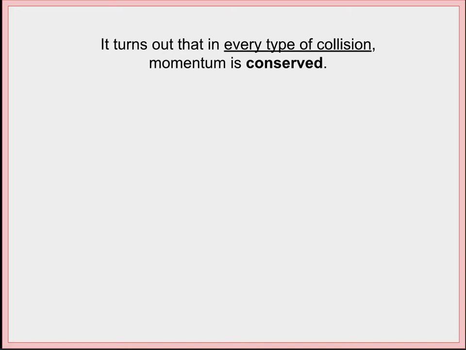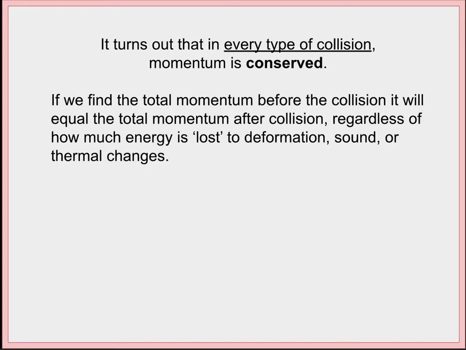It turns out that in all the different types of collisions I just showed you, momentum was conserved. It is a quantity that no matter what is happening, and this is kind of amazing, no matter what is happening, any sort of interaction, the momentum of the system stays the same. If we can find the total momentum before, it will always equal the total momentum after the collision or the separation or the explosion, no matter if we lose energy to some sort of form that we can't easily get back.